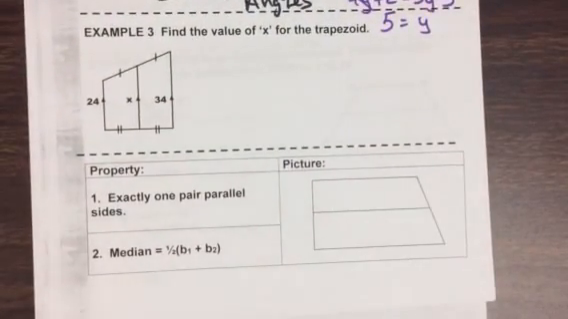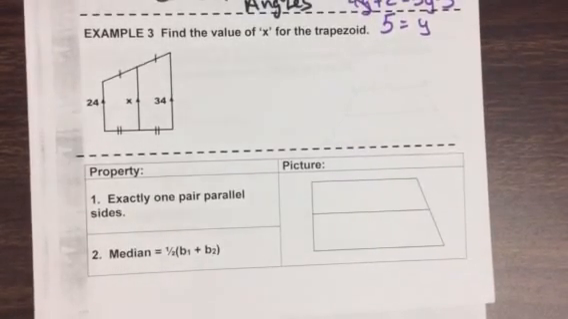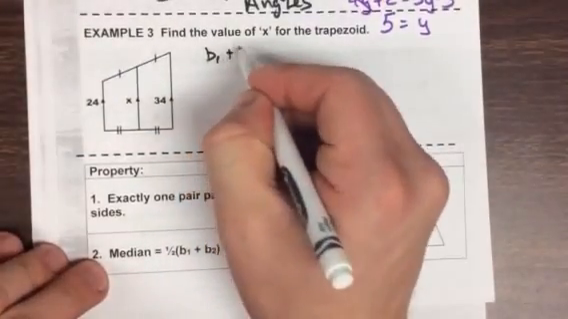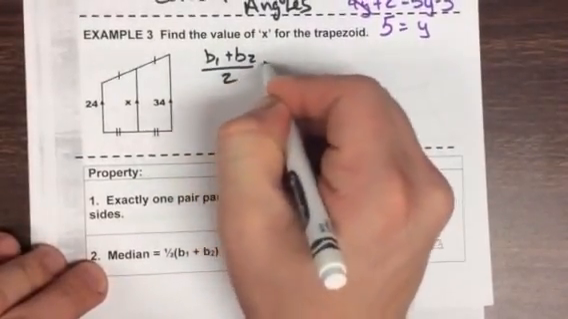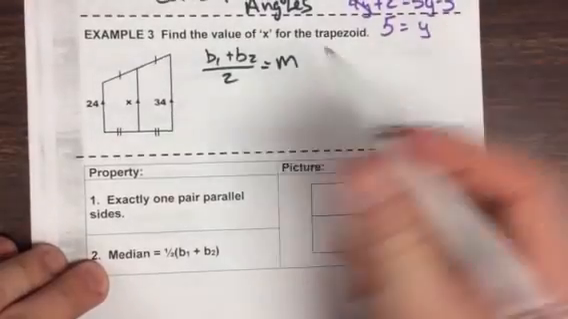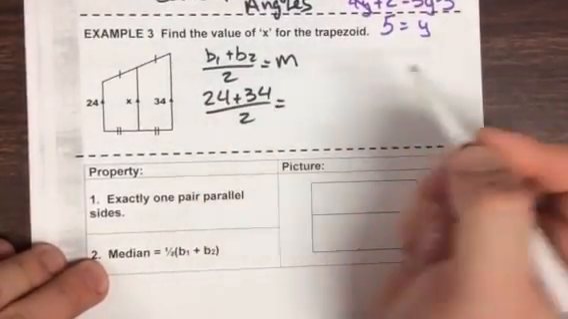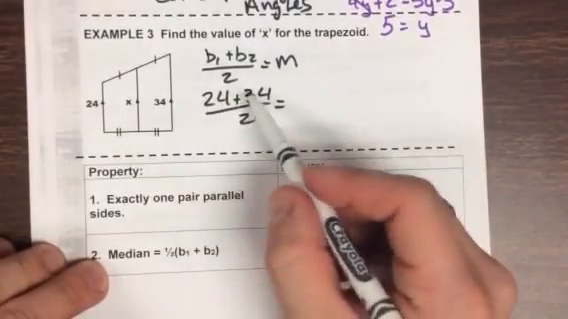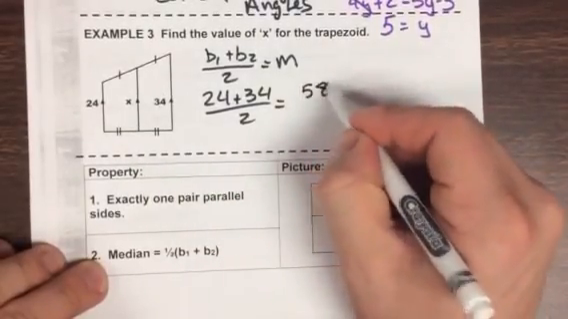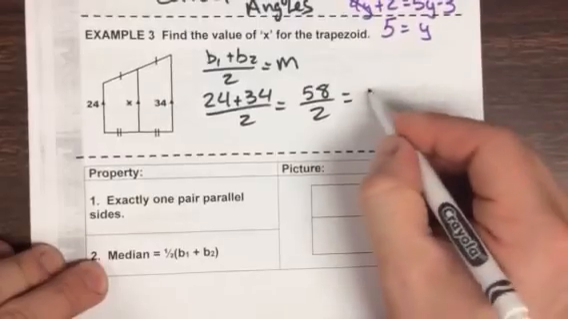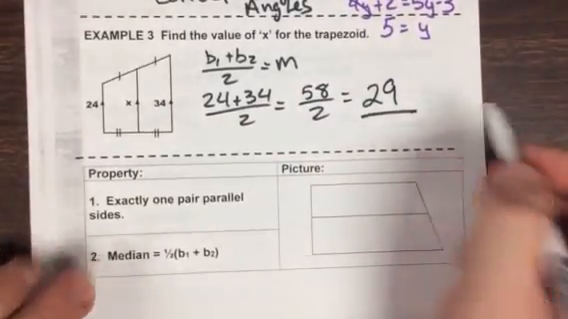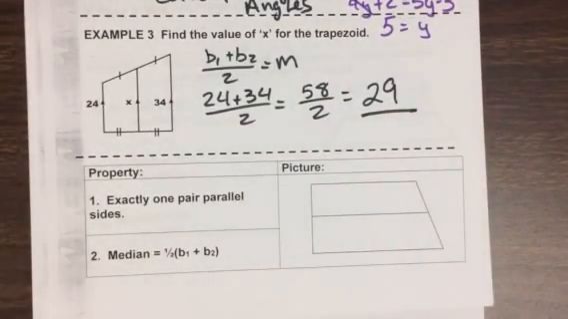Looking at example number 3, find the value of x for the trapezoid. This is real plain and simple. Base 1 plus base 2 divided by 2 equals the median. So 24 plus 34 divided by 2 equals the median, or 58 divided by 2, which is 29. Just like that, that easy.